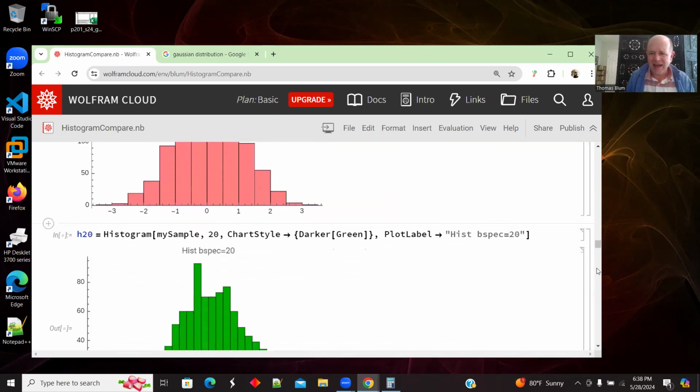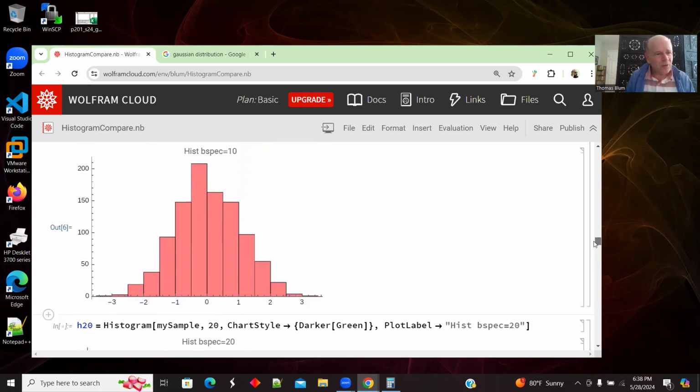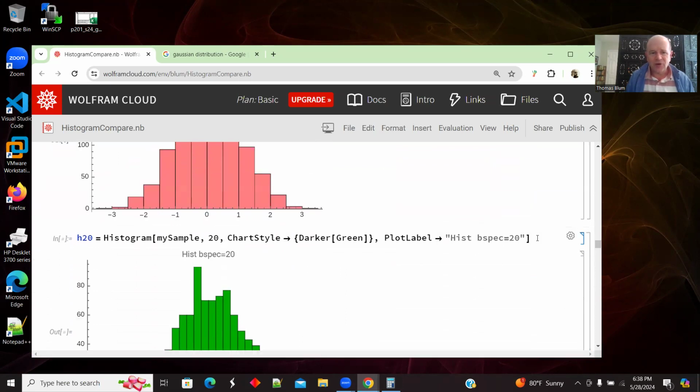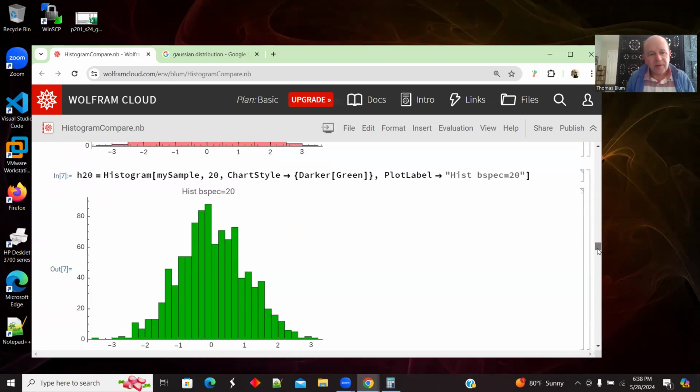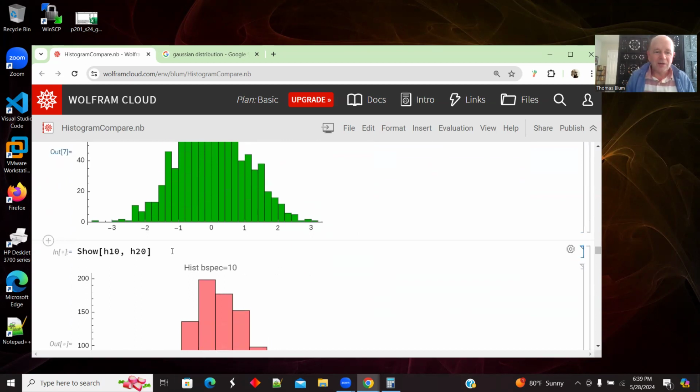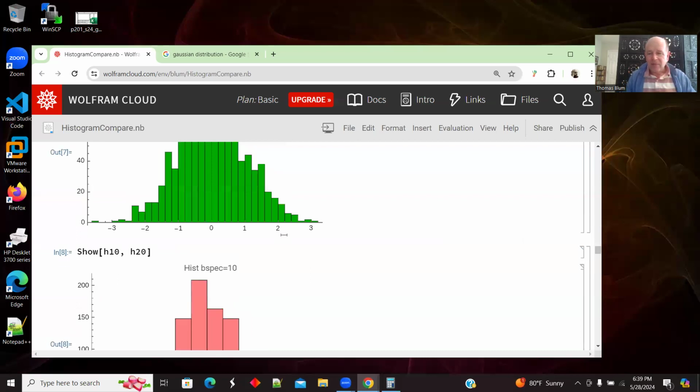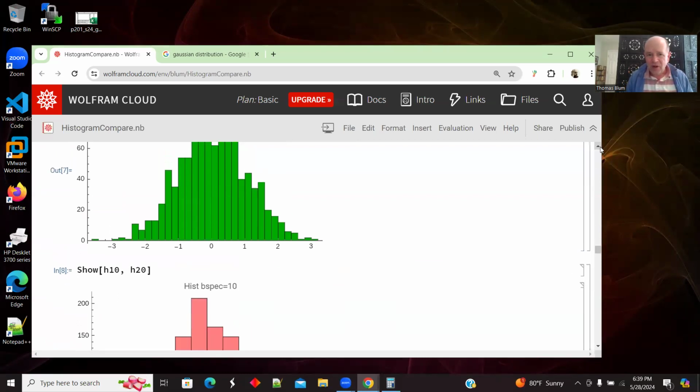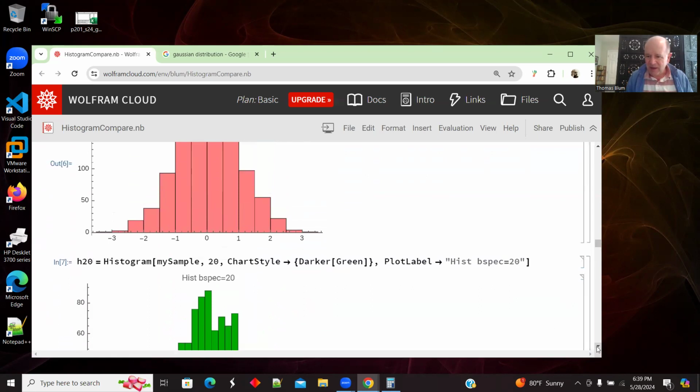I'm going to do it again. I did enter that one. I am going to enter it again, but this time making it 20. So I'm going to have more bins, so they will be smaller. Okay. And so I have smaller bins, and then I want to show them again together for comparison's sake. And so I had a B spec of 10, then a B spec of 20.